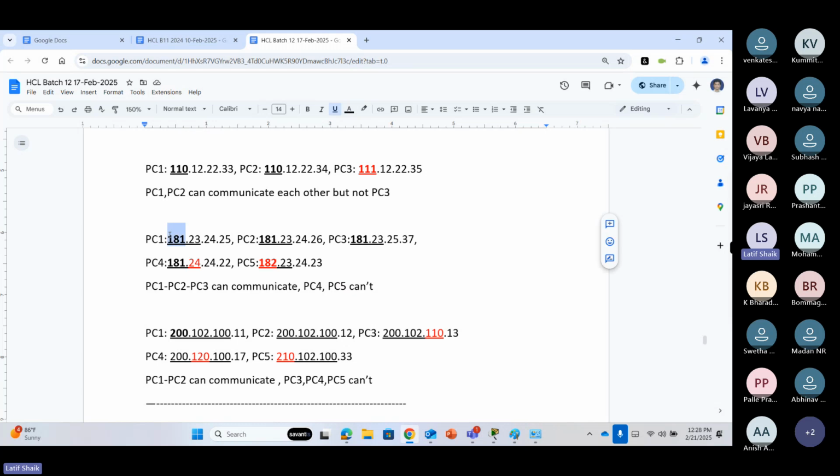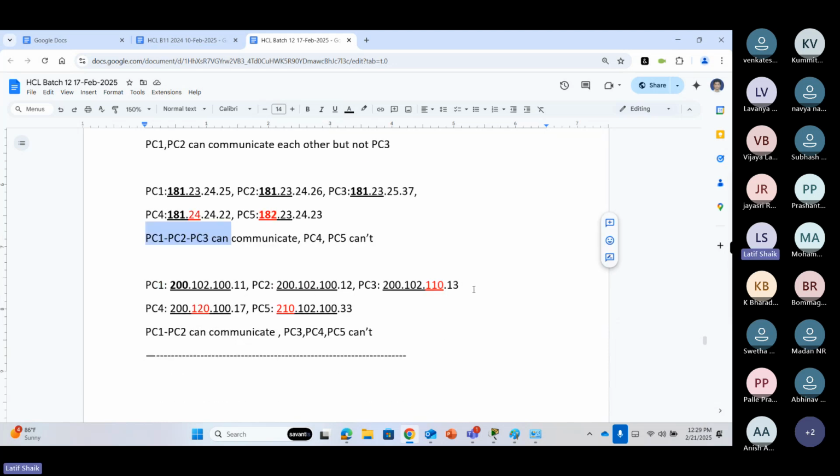First you have to check which class it is and which portions are the network portion. Check whether all are same or not. Okay, in these 2 pieces, the network portions are different. These 3 pieces have the same network portion. So these 3 will communicate with each other, and these 2 cannot communicate with these 3.